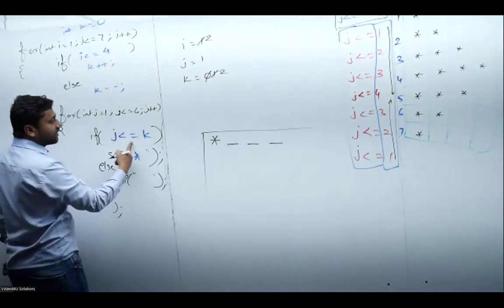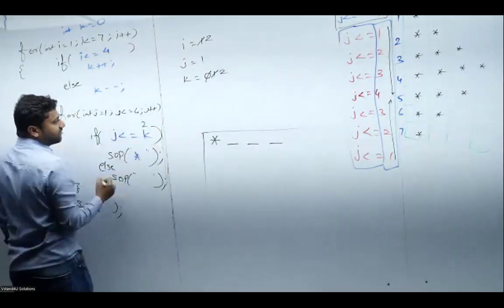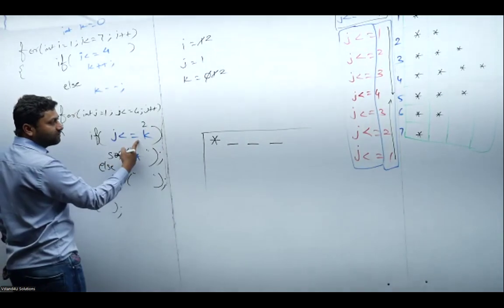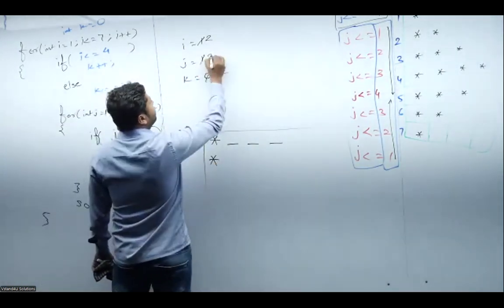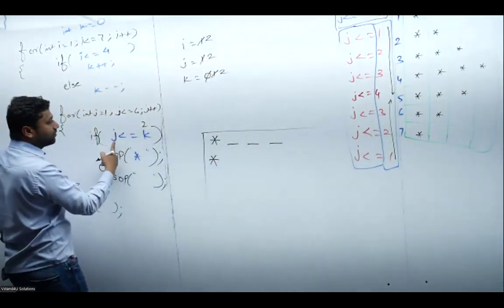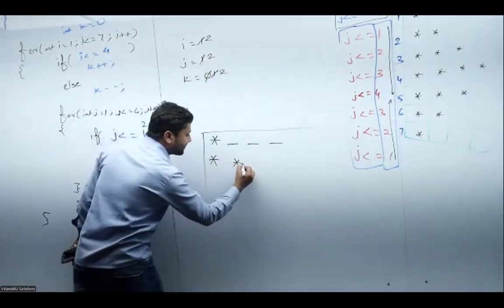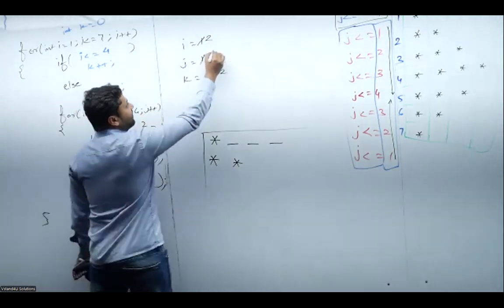1 less or equal to, this time it is 2. Here it is 1. Condition true, print 1 star. After this, once again, j will be incremented to 2. 2 less or equal to 4 condition true. 2 less or equal to 2 condition true. Print star. Then once again, j will be incremented to 3.